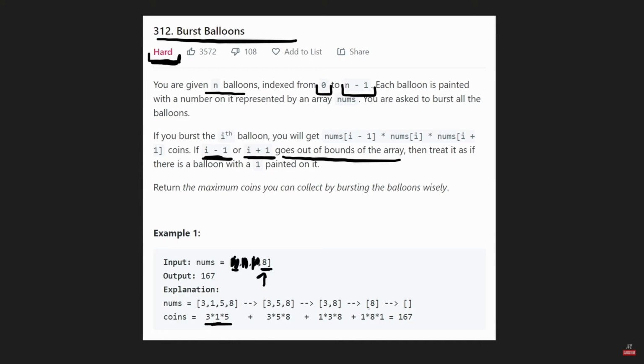Now the 3 has been popped. The last one left is just the 8, and its neighbors are implicitly 1 and 1, so 8 times 1 times 1. We add that up to our total and get 167. Now, these implicit extra 1s on our input array are not actually going to be popped, so we need to remember that. Obviously if we did pop them, we'd add 1 to our total for one, and another 1 for the other. But that's not the case. We don't want to pop these extras.